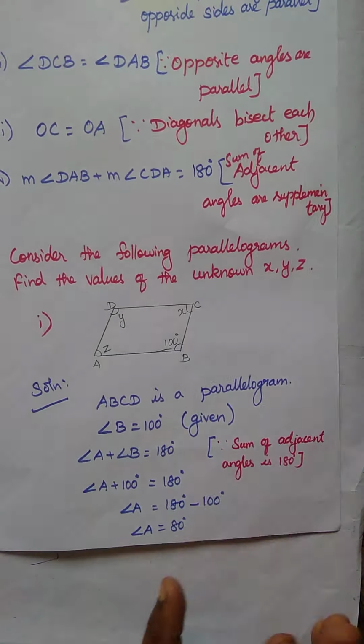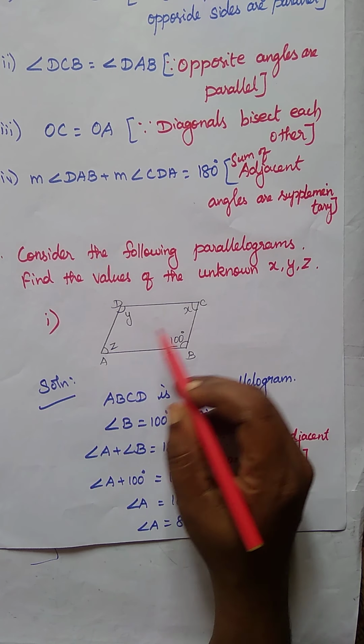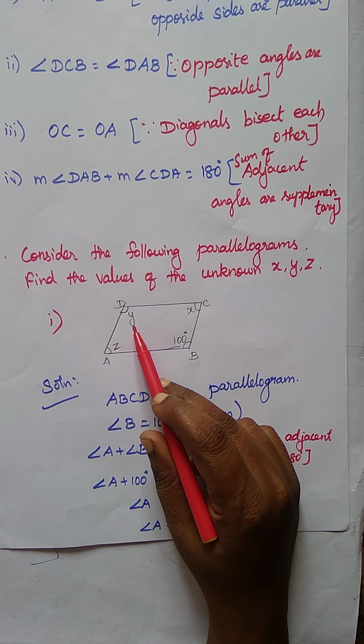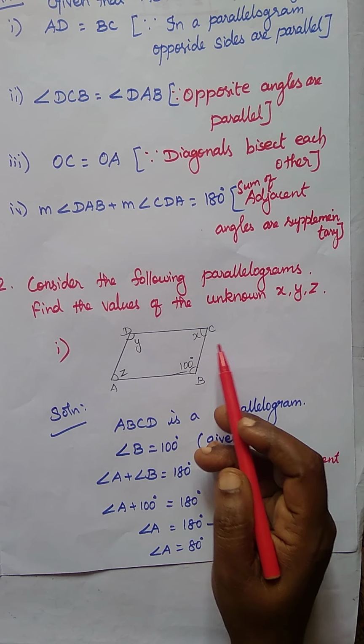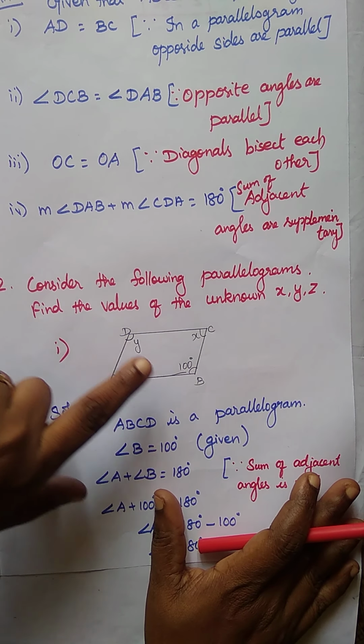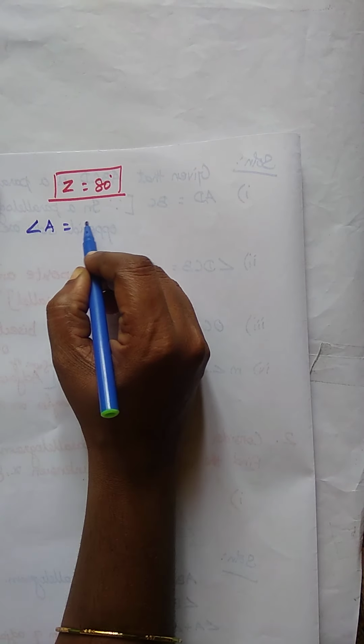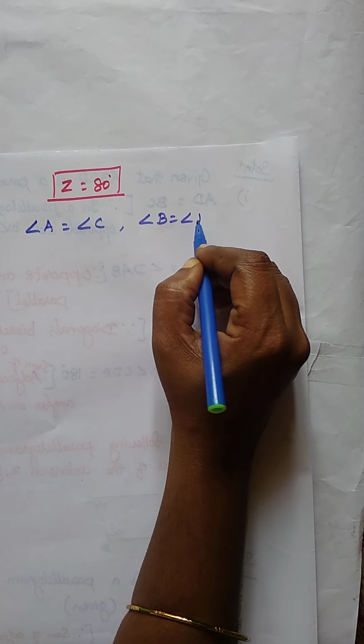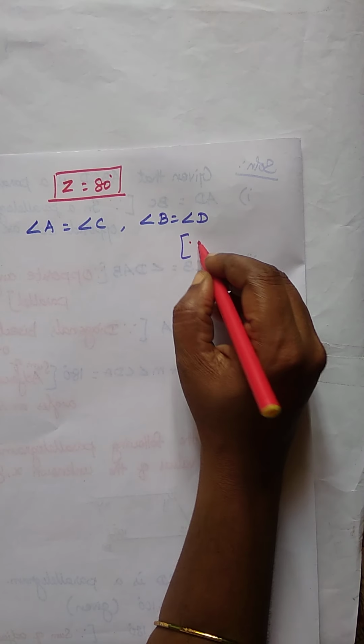In this parallelogram, what are the opposite angles? A and C are opposite, then B and D are opposite. Here, using the property, opposite angles are equal. Using that property, angle A is equal to angle C and angle B is equal to angle D. The reason is opposite angles are equal.